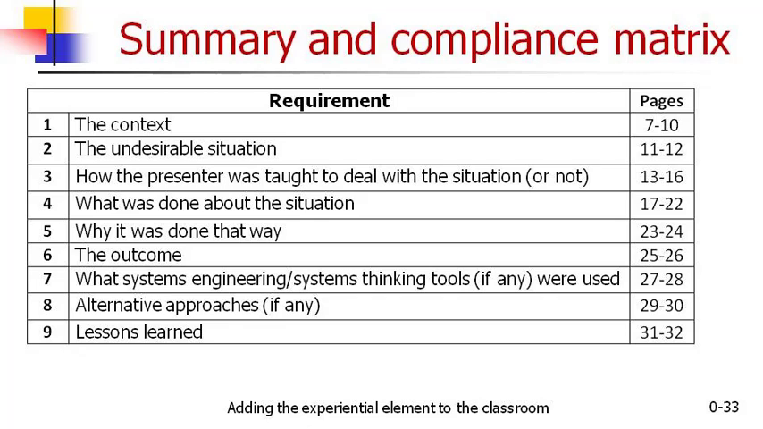So here's a summary. I went through the 9 requirements, and you can see I talked about the context, the undesirable situation, and so on and so forth. And to my students, this is a demonstration of a compliance matrix. You can see what the requirements were by number, a little wording there to remind you of what the number actually was, and which pages in the presentation contain the information that meets the requirements.